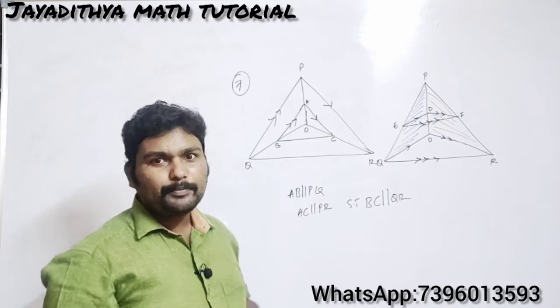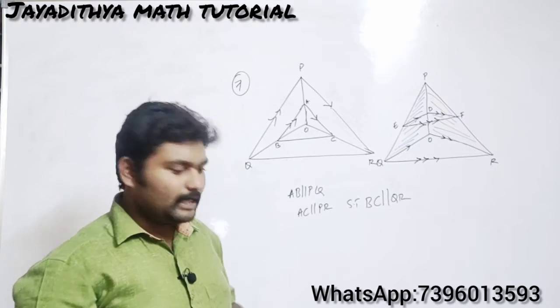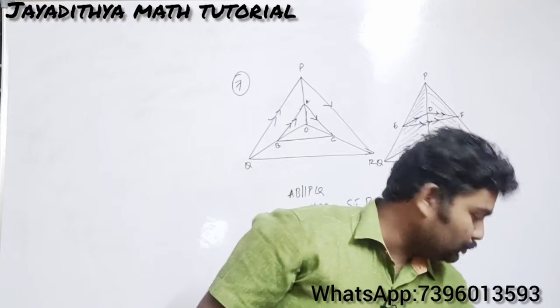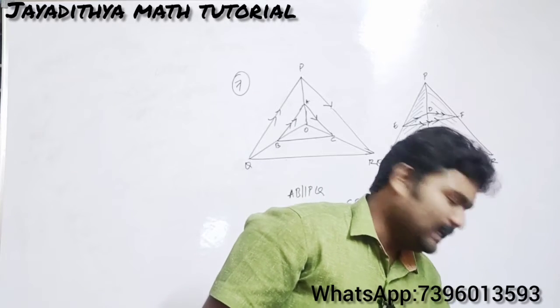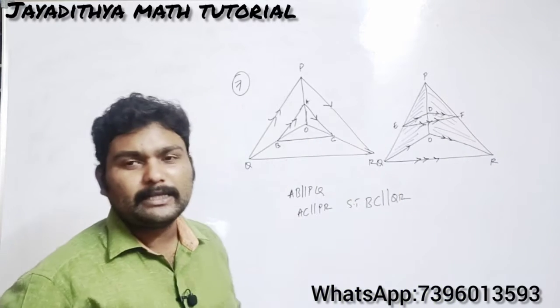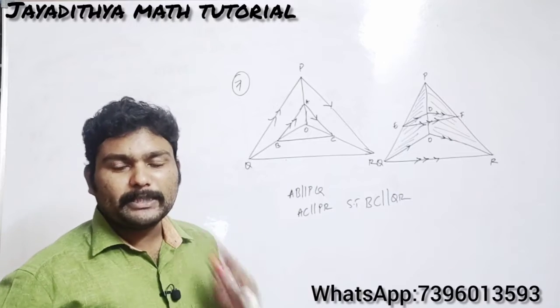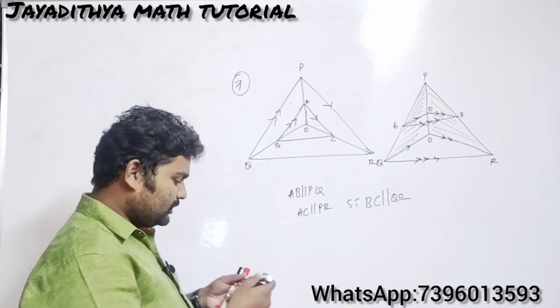So this is a similar problem. So how to take the triangles is very, very important here. So see here, Nana, I'll show you again how to take the triangles. By taking the different triangles, you apply 2 times basic proportionality theorem, and on the third time you apply converse of basic proportionality theorem. Then you can easily solve this problem.